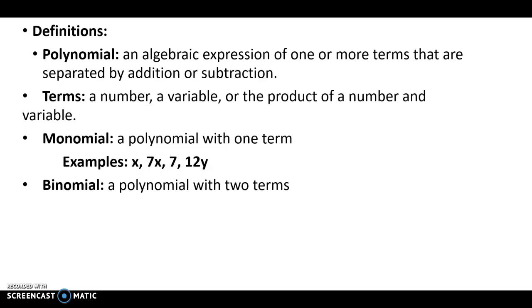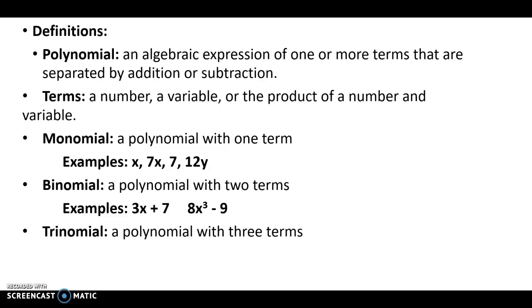You could also have a binomial, bi meaning two, so it's a polynomial with two terms. So you have 3x plus 7, there's two terms there, or 8x cubed minus 9. That's two examples of binomials because they have two terms. So what's a polynomial with three terms? Well, that's a trinomial, tri meaning three. So an example is 8x to the fifth plus 12x minus 9. So there are three terms there. 1, 2, 3.